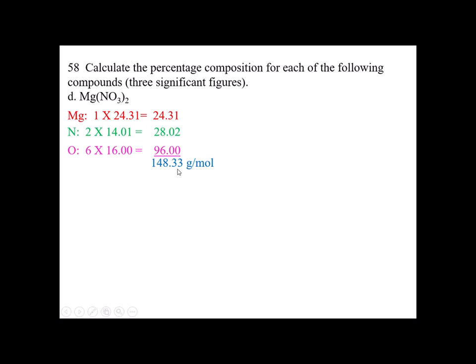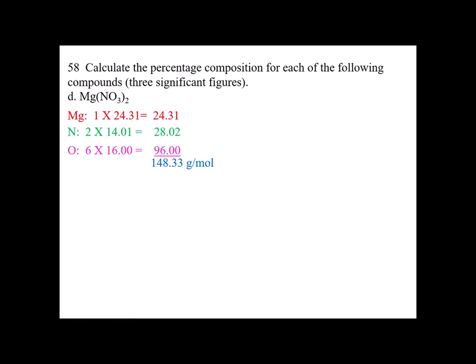Same problem. Again, I have to find the molar mass of the magnesium nitrate. So magnesium, there's 1 of them, and there's 24.31. Nitrogen, there's 2 of them, so times 14.01 gives me 28.02. Oxygen, there are 6 of them, times 16.00 to give me 96. When I add up the 24.31, the 28.02, and the 96, I end up with 148.33 grams per mole.